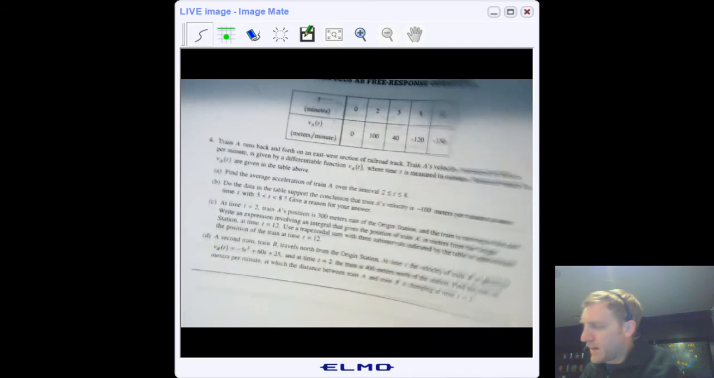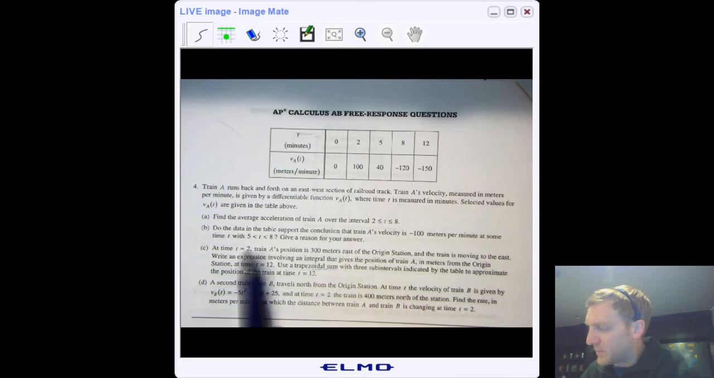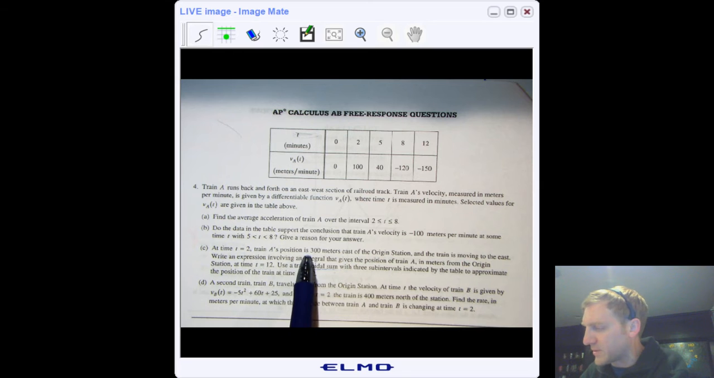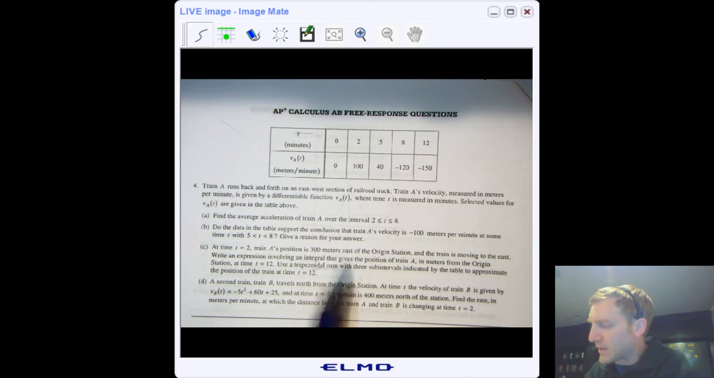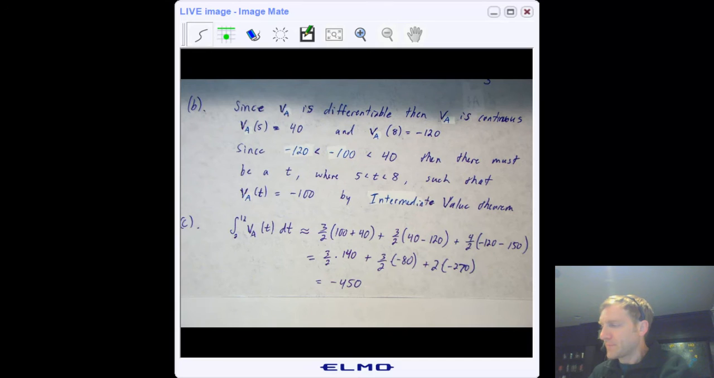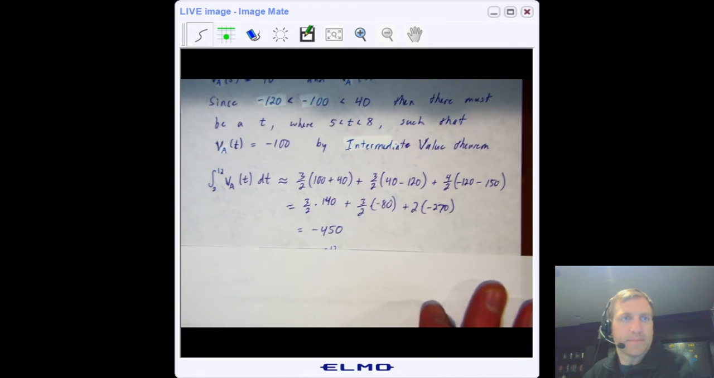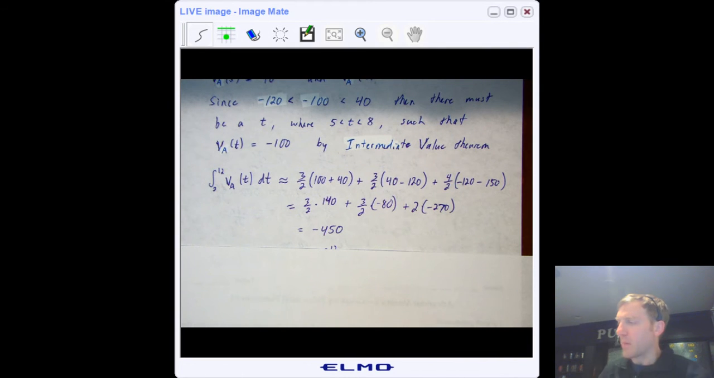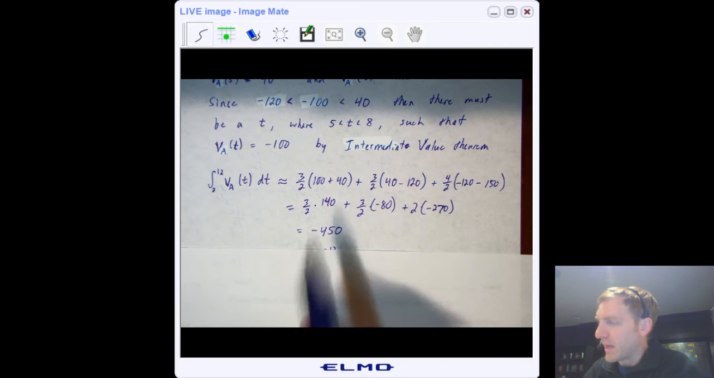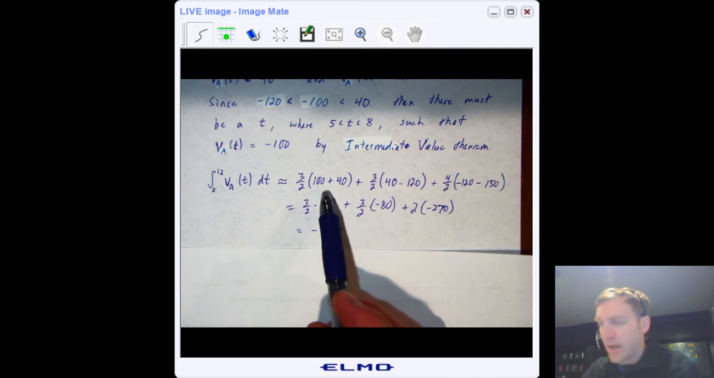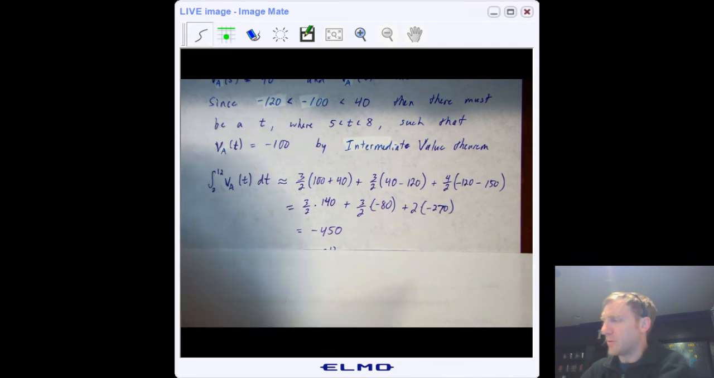Part C gives you an initial position, at t equals 2 the position is 300. Write an expression involving an integral to find the position at t equals 12. Use a trapezoid sum of 3 subintervals to approximate that. First thing I did was the trapezoid sum. That's just finding the areas from 2 to 12 using 3 trapezoids.